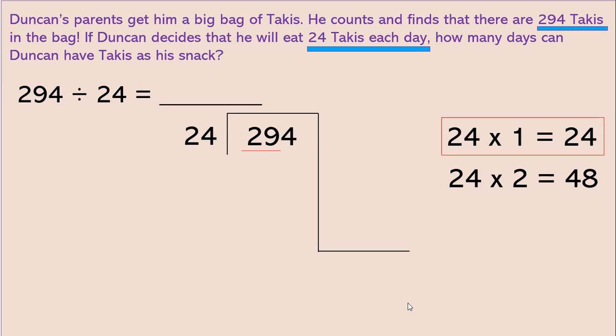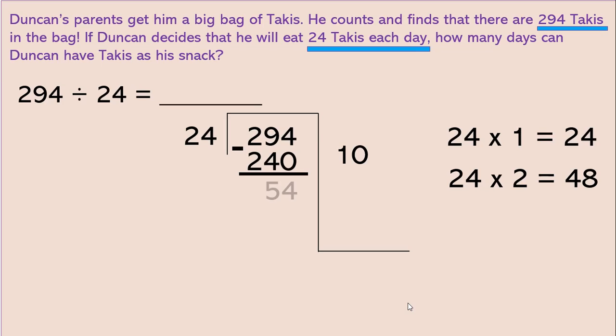But we're not just trying to find 29 ones. We're trying to find 29 tens. So we're not multiplying 24 times 1, we're multiplying 24 times 10. So we're going to be putting a 10 to the right. 24 times 10 is 240. Now we can subtract, and we see we have 54 Takis left over.